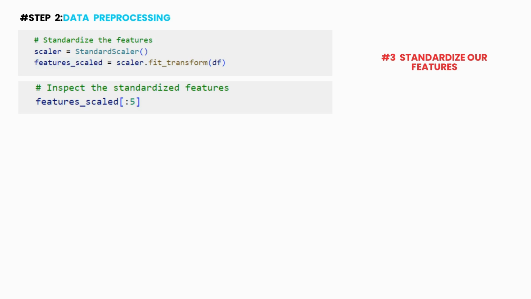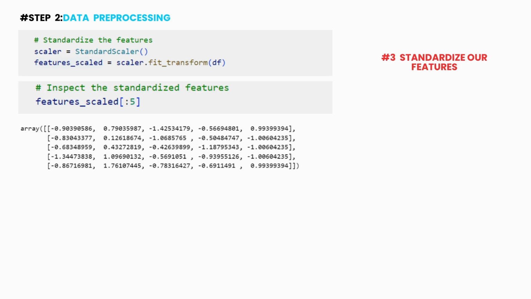Let's take a quick look at the first few rows of our standardized data. Note that we didn't use the .head method because features_scaled is a NumPy array and not a Pandas data frame. So you see, all values are scaled. Standardization ensures that our clustering algorithm performs optimally by treating all features equally, regardless of their original scale.